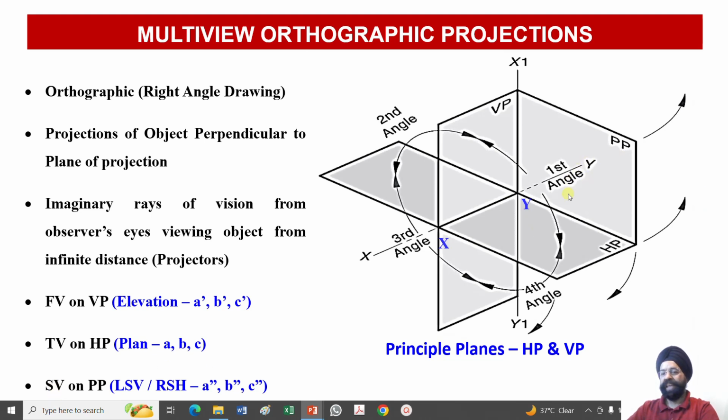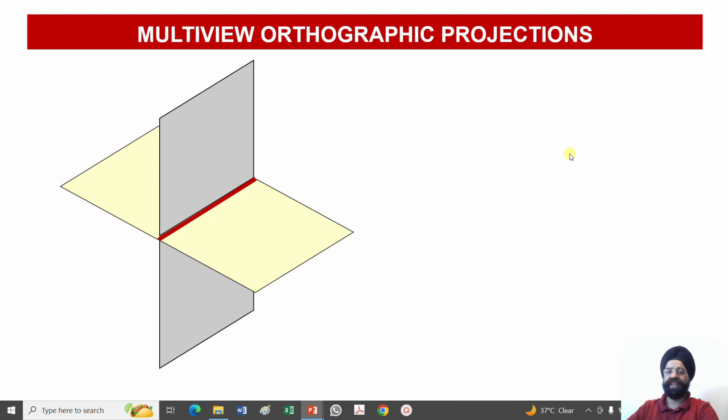Similarly, whatever image is drawn while we look at the object from the side onto the profile plane, any image or view which is drawn on the side view will be represented by A double dash, B double dash and C double dash. The moment we put down these terms A double dash, B double dash, C double dash, automatically we need to understand this is a side view.